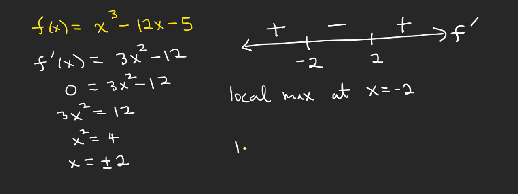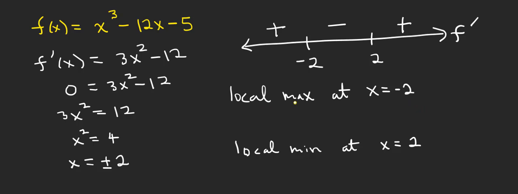And what about local min? Local minimum occurs when x equals positive 2 because f prime changes sign from negative to positive. Again, you have to write all that out if you want to justify your answer.